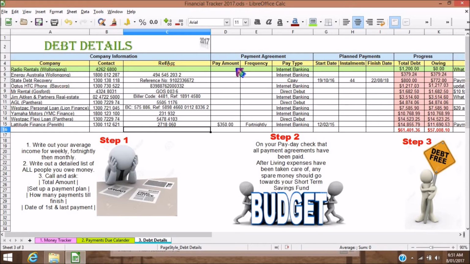I ask them questions like, when I've set up a payment agreement, I write down my pay amount, my frequency, how often I do it, weekly, fortnightly or monthly.